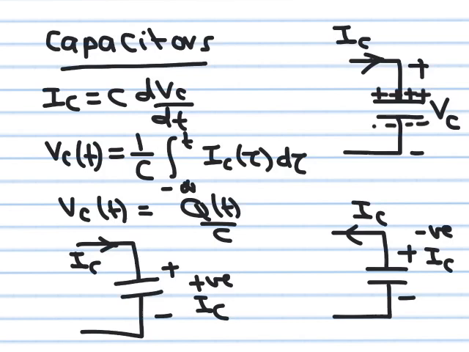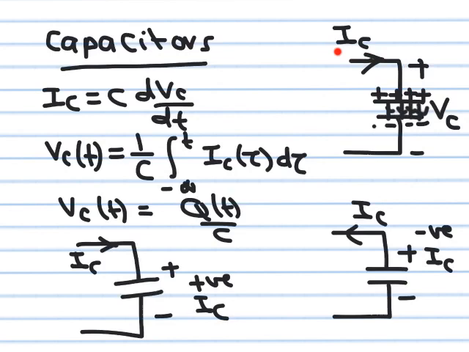And as time goes by, as you have more current flowing into the capacitor this way, the value of this charge will increase. The electric field inside the capacitor volume, pointing from the positive electrode to the negative electrode, becomes more and more, and the voltage across the capacitor is increasing. So in that case, we say that the capacitor is charging.